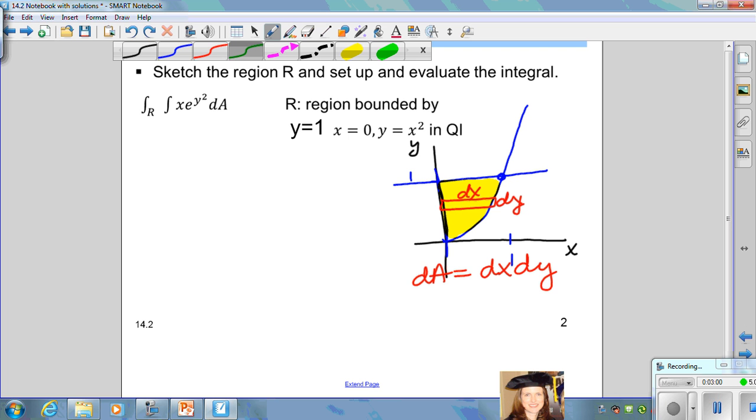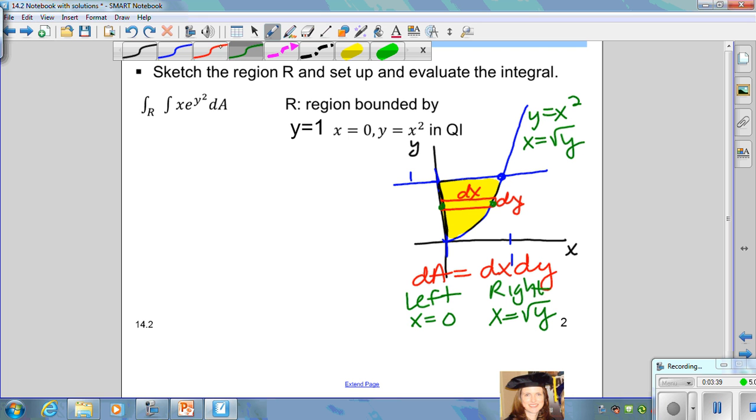For x, the left side of that rectangle is x equals 0. The right side of that rectangle is whatever x equals on the curve. The curve was y equals x squared, and we want to solve this for x. So if you take the square root of both sides, you get x is equal to the square root of y. That's going to be our right bound for x, or our upper bound for x, which is equal to the square root of y.